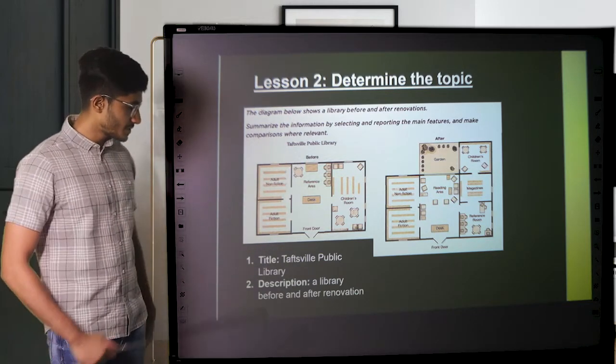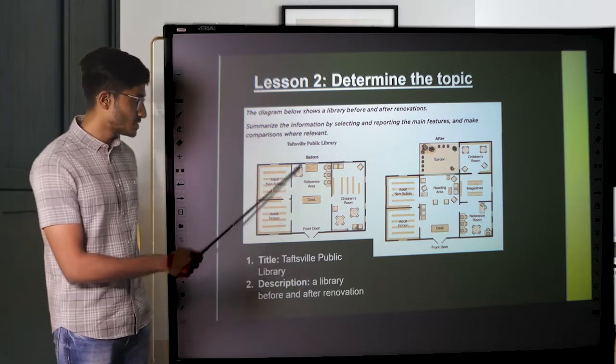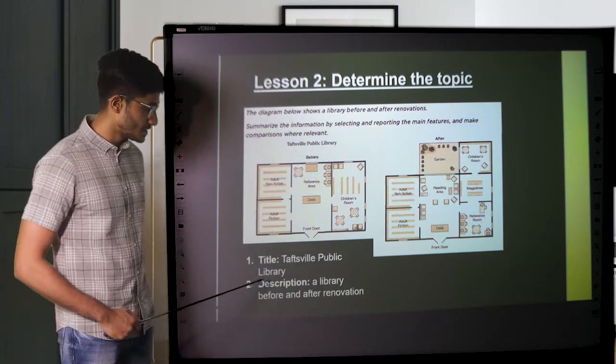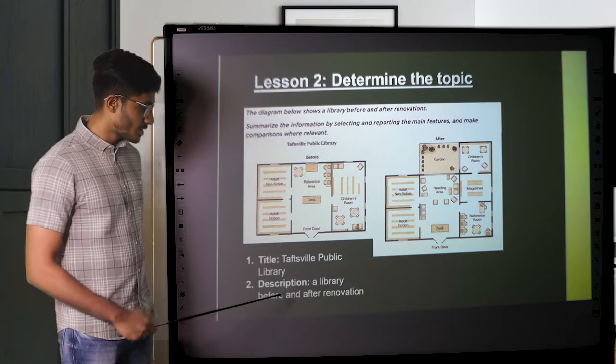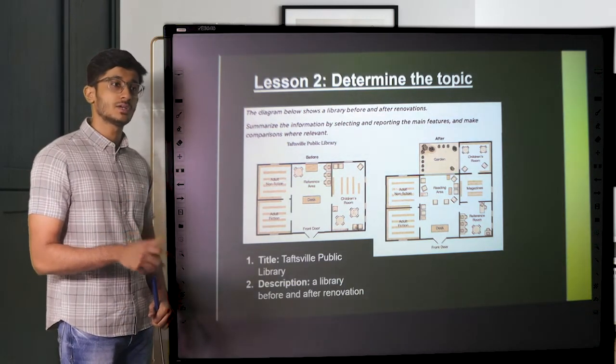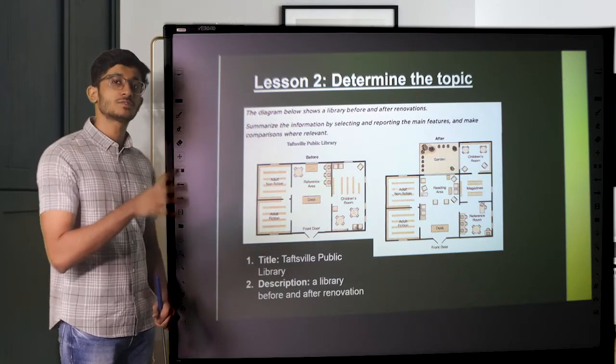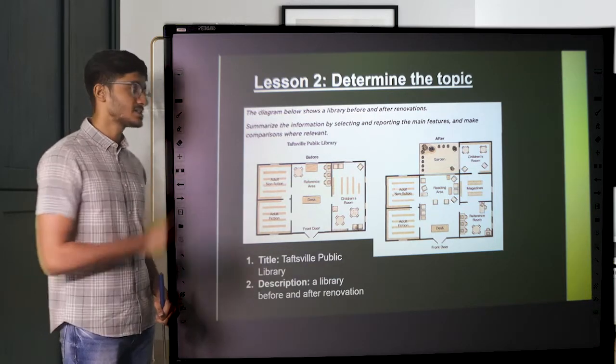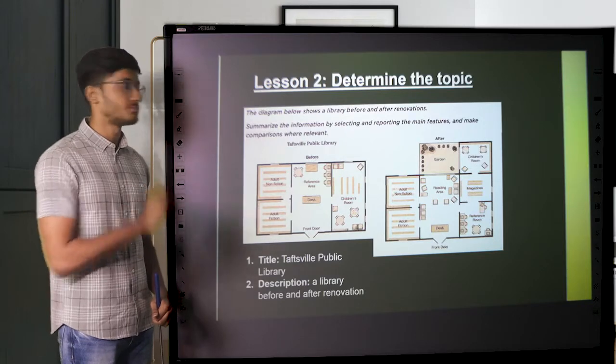So from this information, we can find the title, which is Task-1 Public Library, and the description, which is a library before and after renovation. So you see the previous example was about the different steps of a particular process, and this example is about the before and after of a particular place.